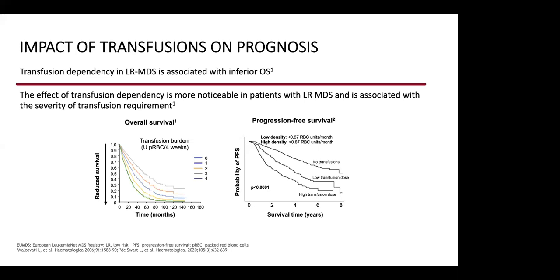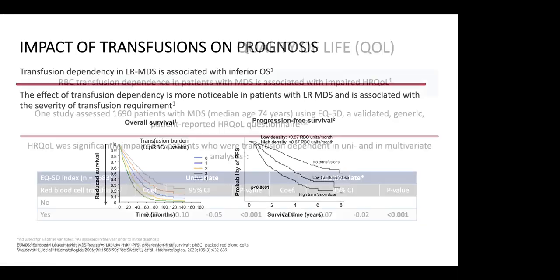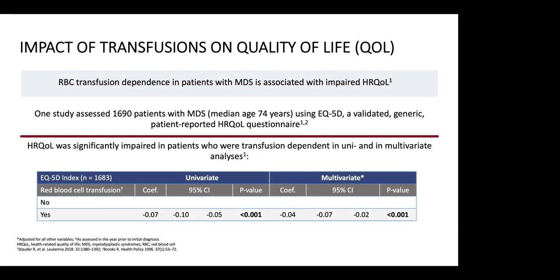So these are the overall survival in patients with 0, 1, 2, 3, or 4 units of packed red blood cells over 4 weeks. And as you see, those who have more transfusions would have worsening outcomes and worse survival. Patients with no transfusions versus low transfusion dose and high transfusion dose, with survival over years as well as progression-free survival, because iron overload comes with inflammation, and inflammation could potentially worsen changes in the bone marrow environment and in the body, like all the organs altogether.